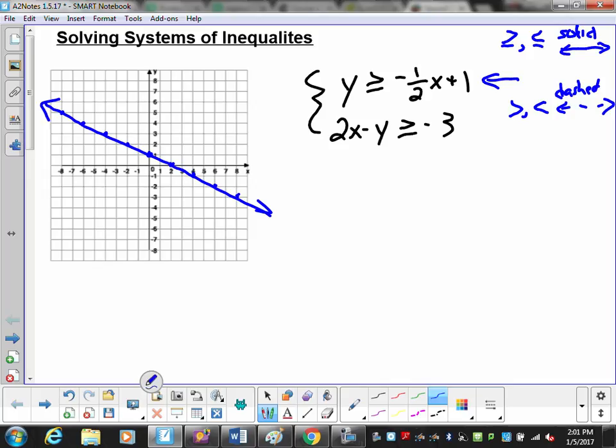Right. The other difference in inequalities is you got to shade one direction or the other. So what we have is y is by itself. Remember, y is up or down. And since it says y is greater than, that means we're going to shade up.